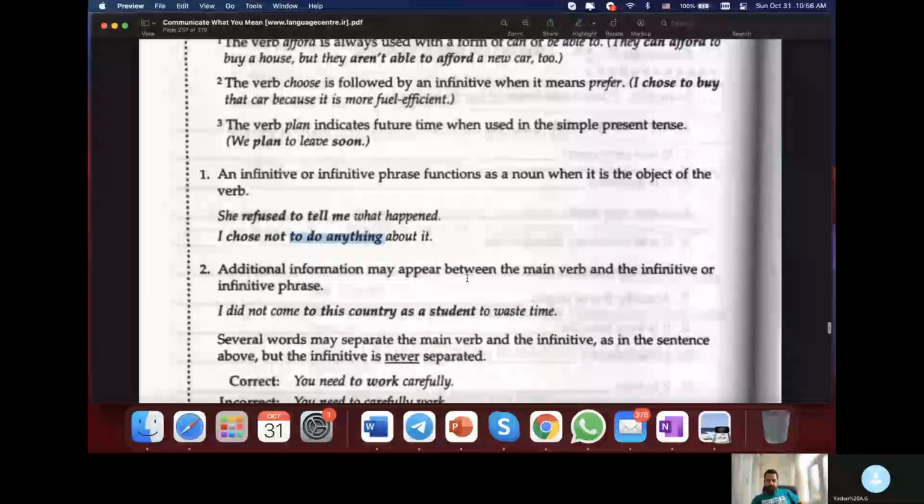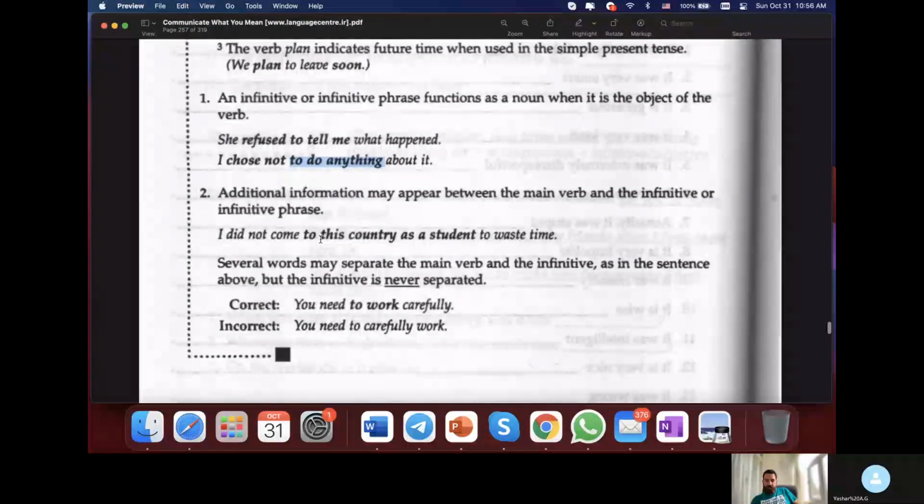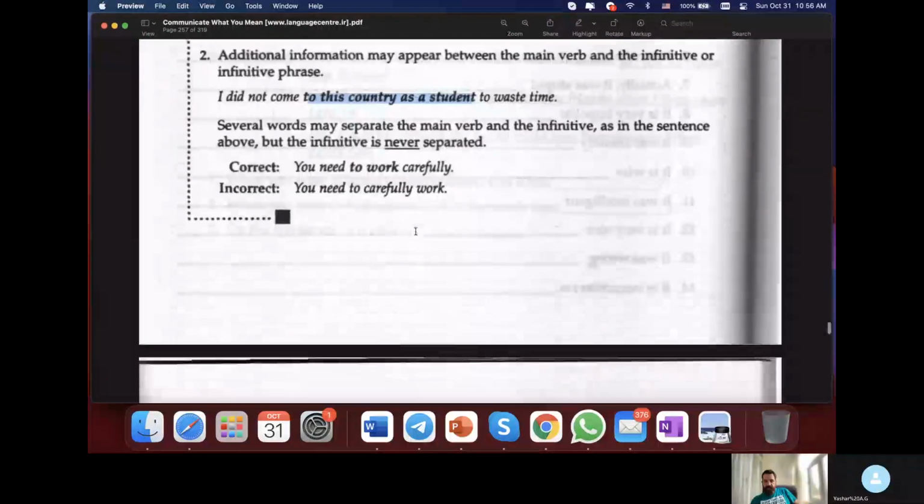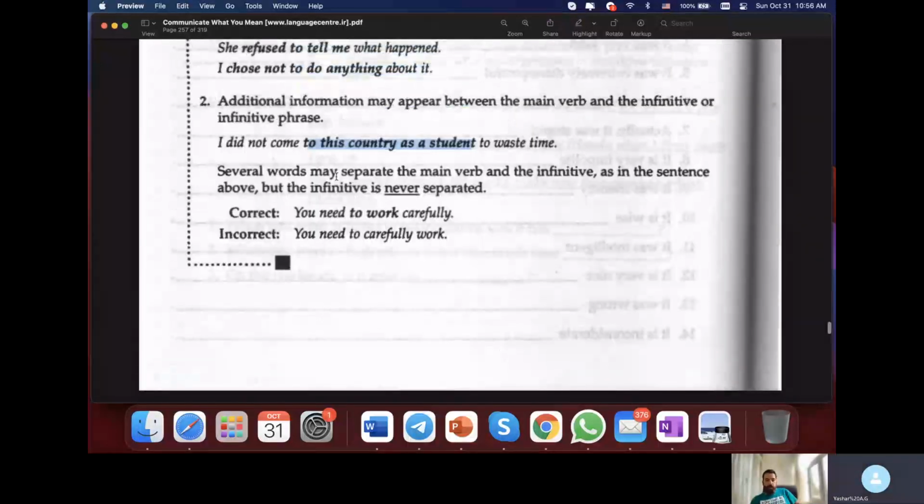Additional information may appear between the main verb and the infinitive or infinitive phrase. I did not come to this country as a student to waste time. So if you have additional information, it may come between the main verb, I did not come, and the infinitive, to waste. So this part, to this country as a student, is extra information. Why is there no comma?